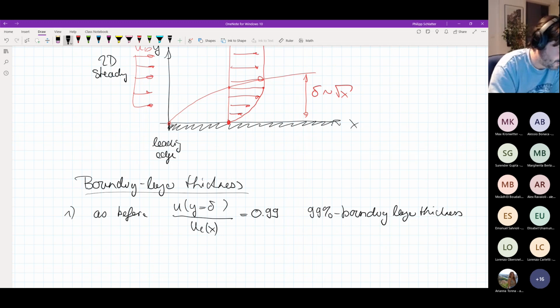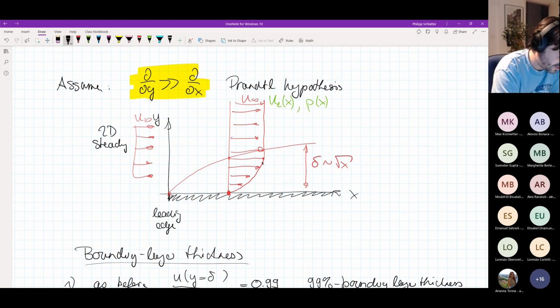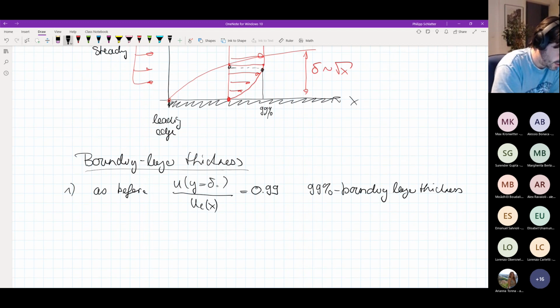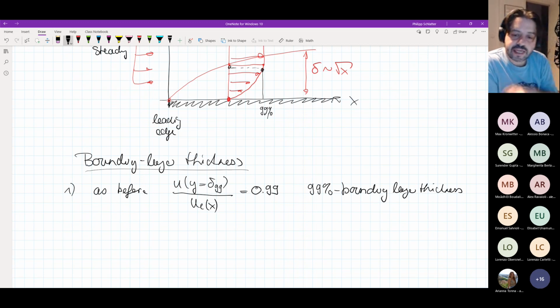So we just look for that point where we have reached 99% of the free stream velocity, and this point would then be the boundary layer thickness. And this obviously is called delta 99. If you're a little bit into fluid mechanics, people all the time talk about delta 99. This is the implicit meaning: it's that position where the velocity has reached 99% of the free stream velocity.